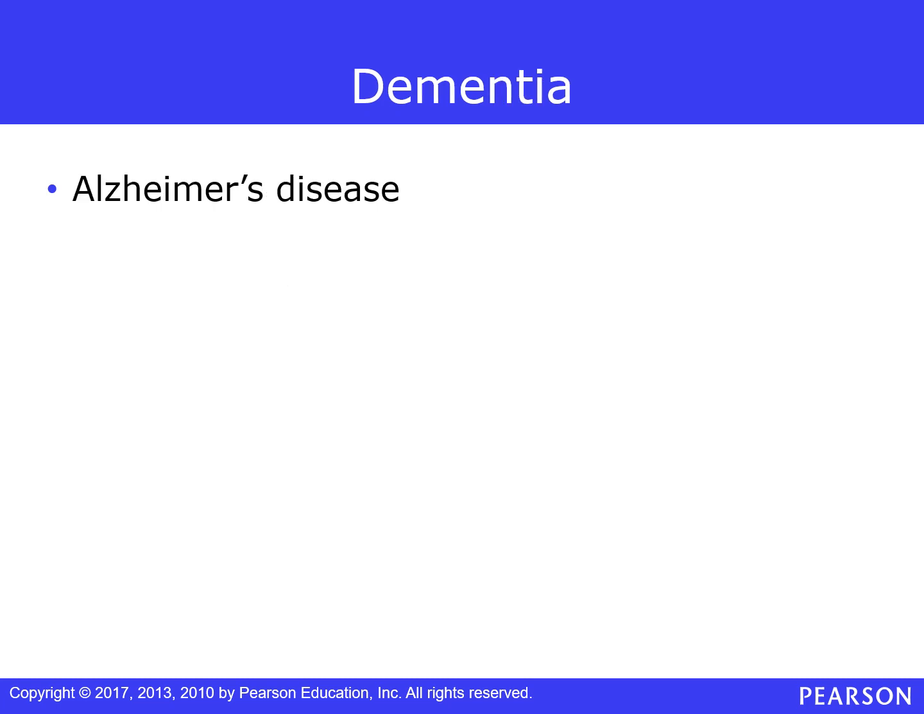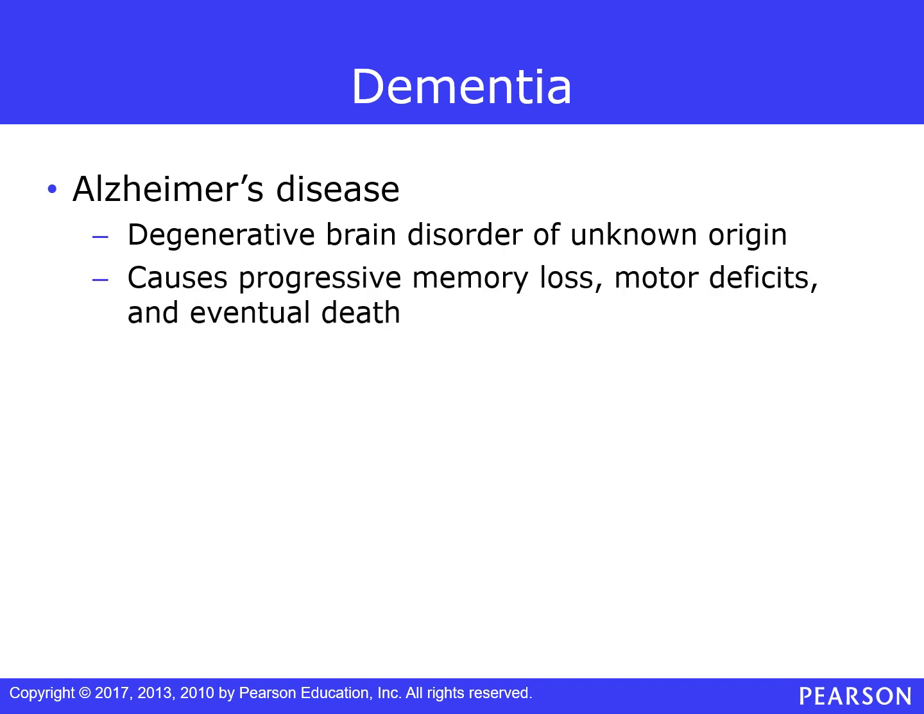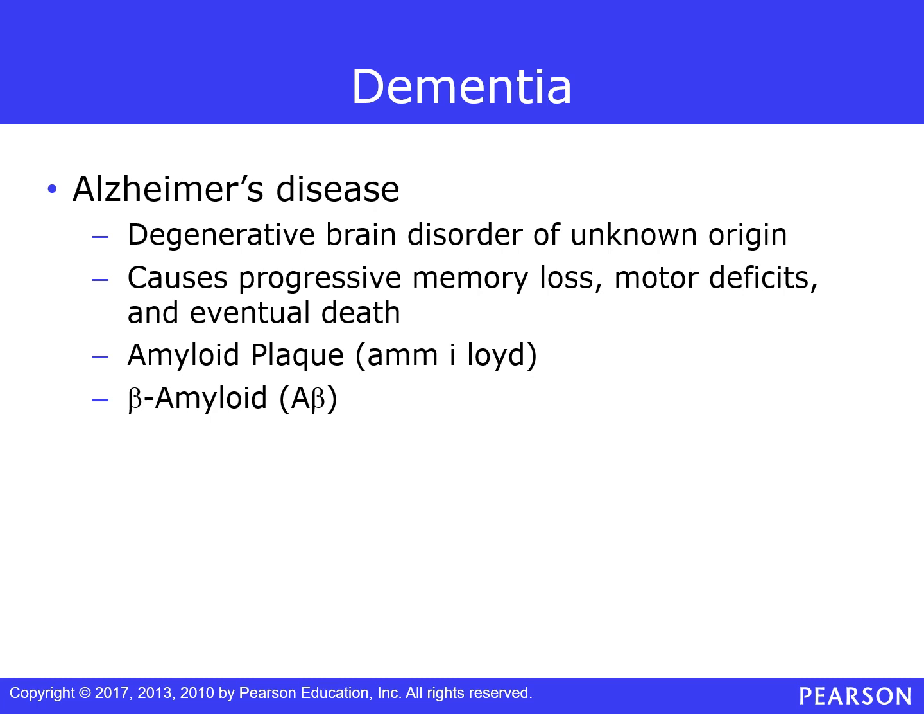If we look at Alzheimer's disease a bit more closely, it is a degenerative brain disorder. Overall, we say that the origin is unknown. We do know that it's associated with progressive memory loss and also eventually motor deficits and eventual death. When we look at a brain post-mortem, we find amyloid plaque buildup, so essentially a protein plaque buildup in an Alzheimer's patient's brain. This is something that we can only confirm post-mortem, but we do see it in Alzheimer's patients.